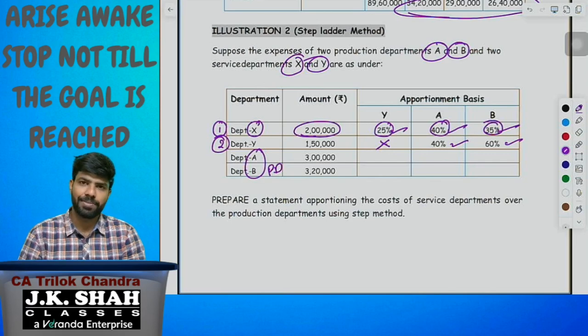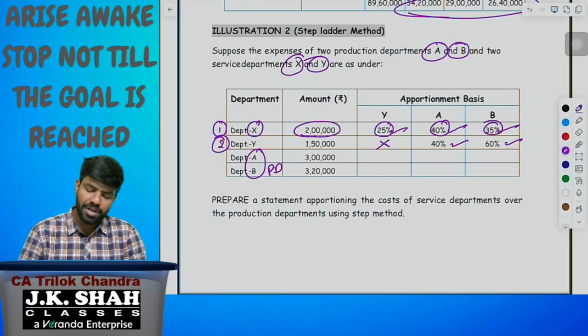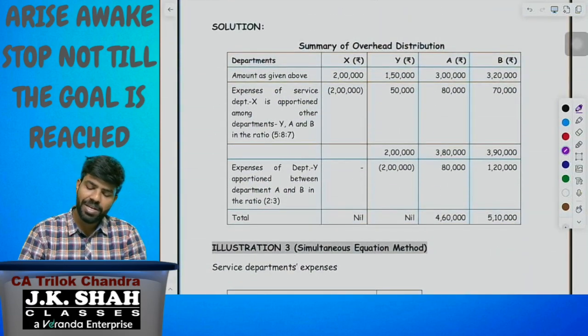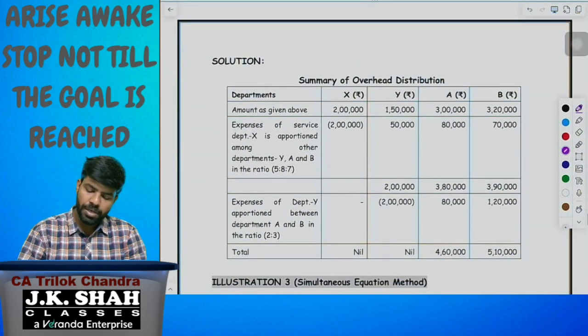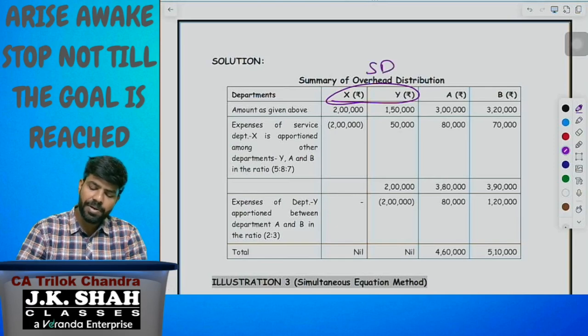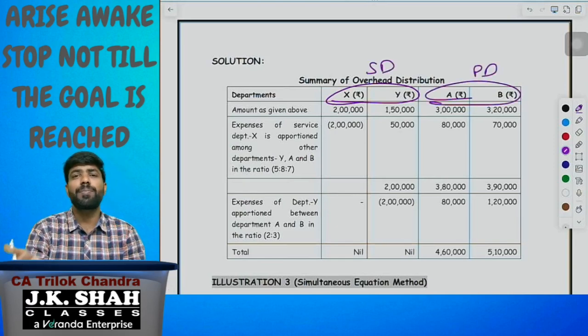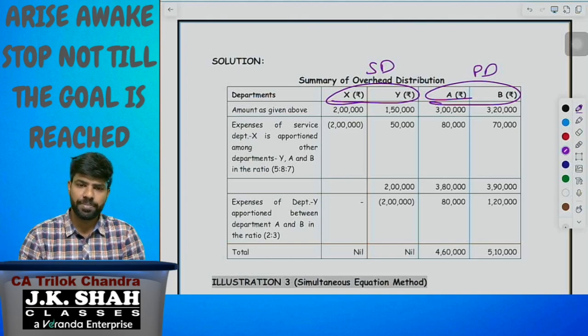The total amount is 2 lakhs. Y will be apportioned on the basis of 40%, 60%. Look here, first they have taken X, Y, A, B. X, Y are the service departments, A, B are the production departments. But my recommendation is to take the production departments first and then the service departments. Here it is reversed, that's fine, but it's recommended to take production departments first and then service departments.